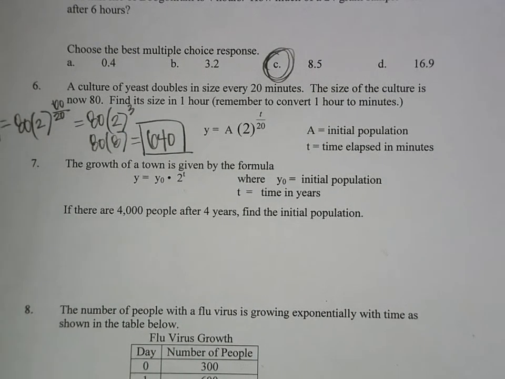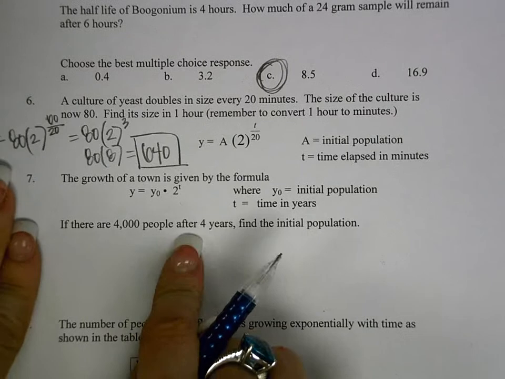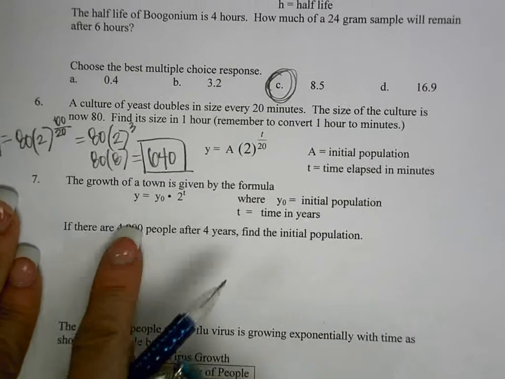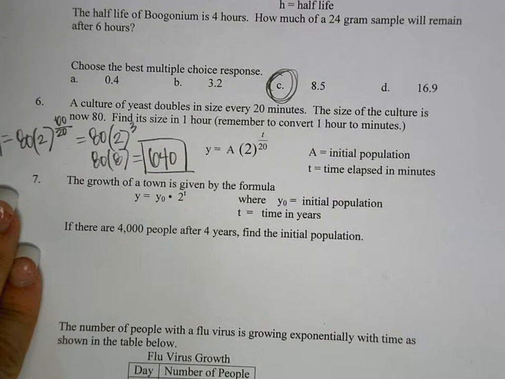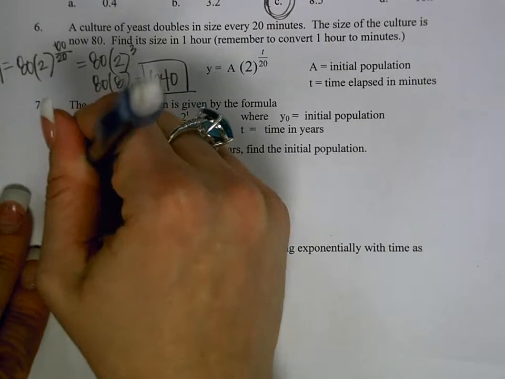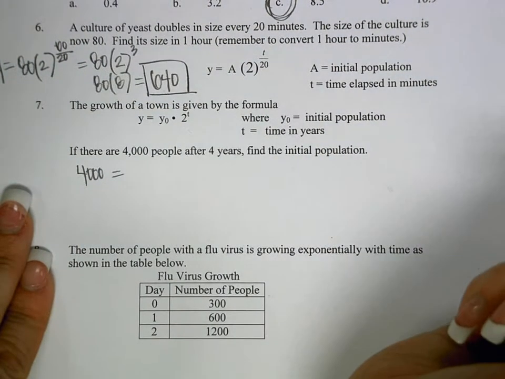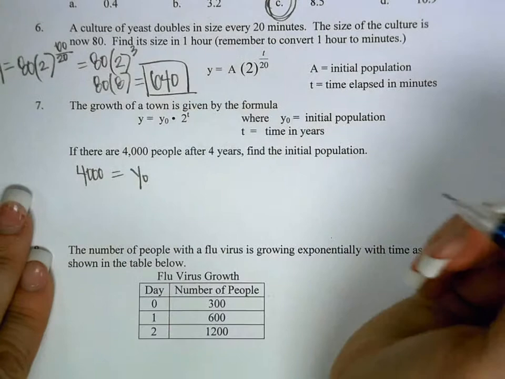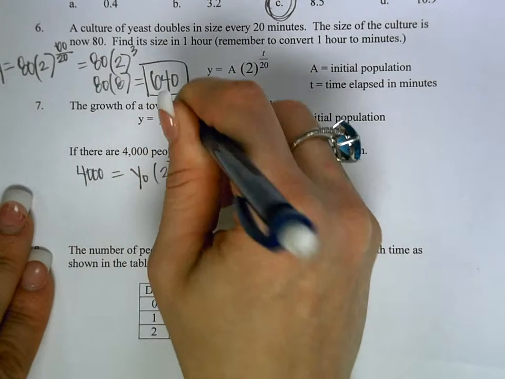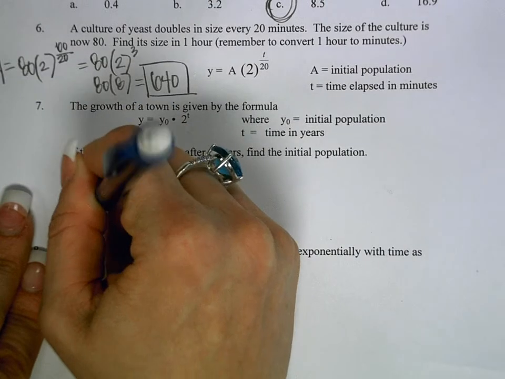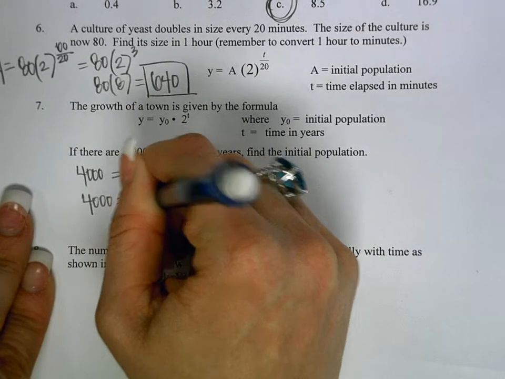Number 7, the growth of a town is given by the formula y equals y sub o times 2 to the t. If there are 4,000 people after 4 years, find the initial population. So when we're plugging things in, where does the 4,000 go? Is that y or y sub o? Y. So 4,000 in 4 years from now equals, do we know how many there are now? No, that's what we're solving. So y sub o multiplied by 2 to the how much time has passed? 4. So 4,000 equals y sub o times what's 2 to the 4th power?